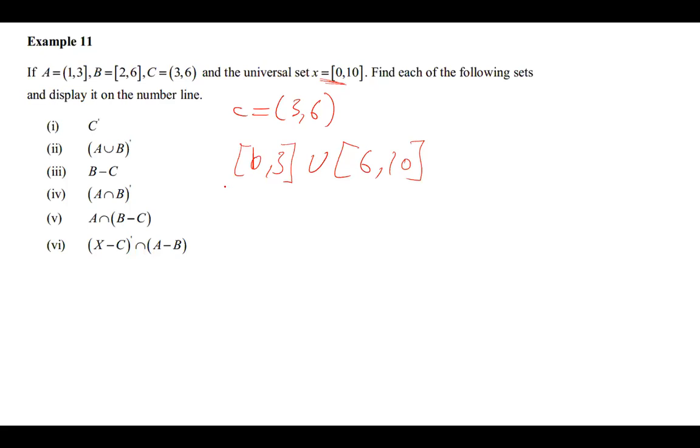I don't know why we've left out the other numbers, because if you are saying the universal set is starting from 0 up to 10, then there are other numbers like 4, 5, and all those numbers. Why are we not listing them? Okay, I don't know how I can explain that, but I explained this at the beginning of the intervals.